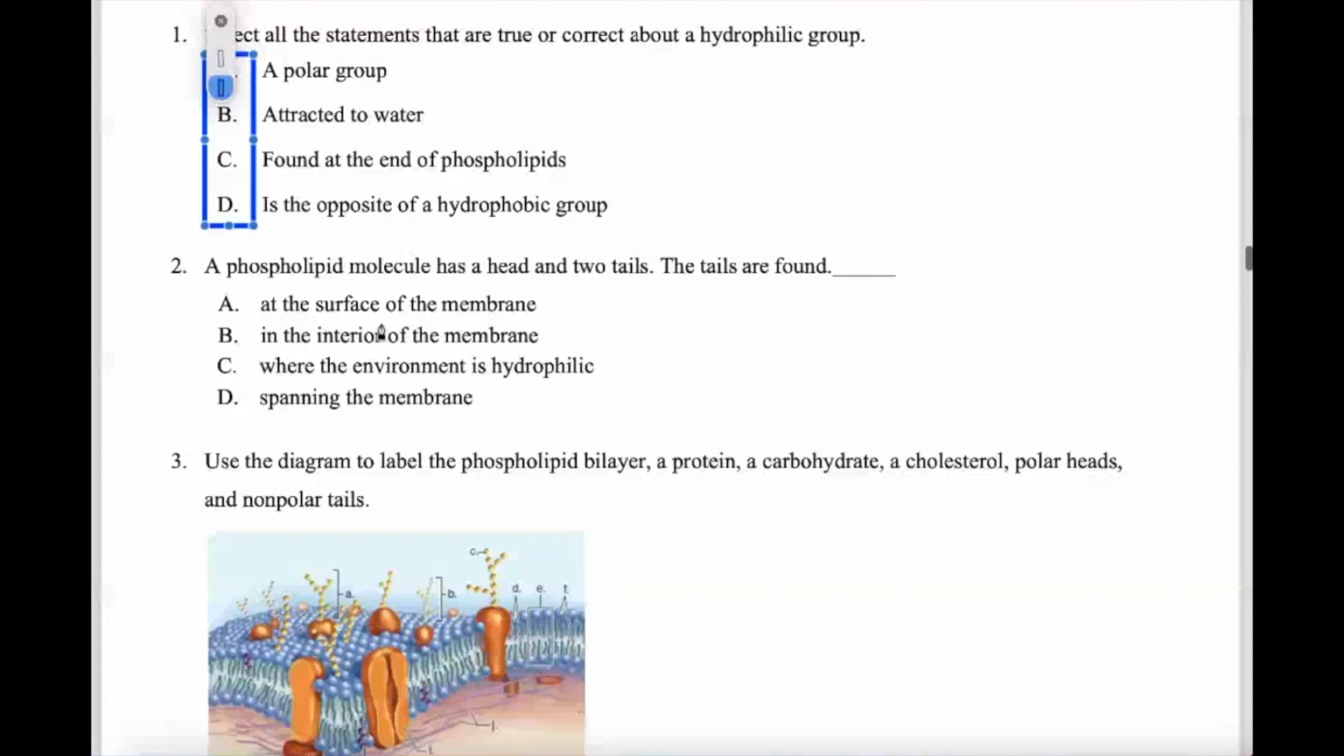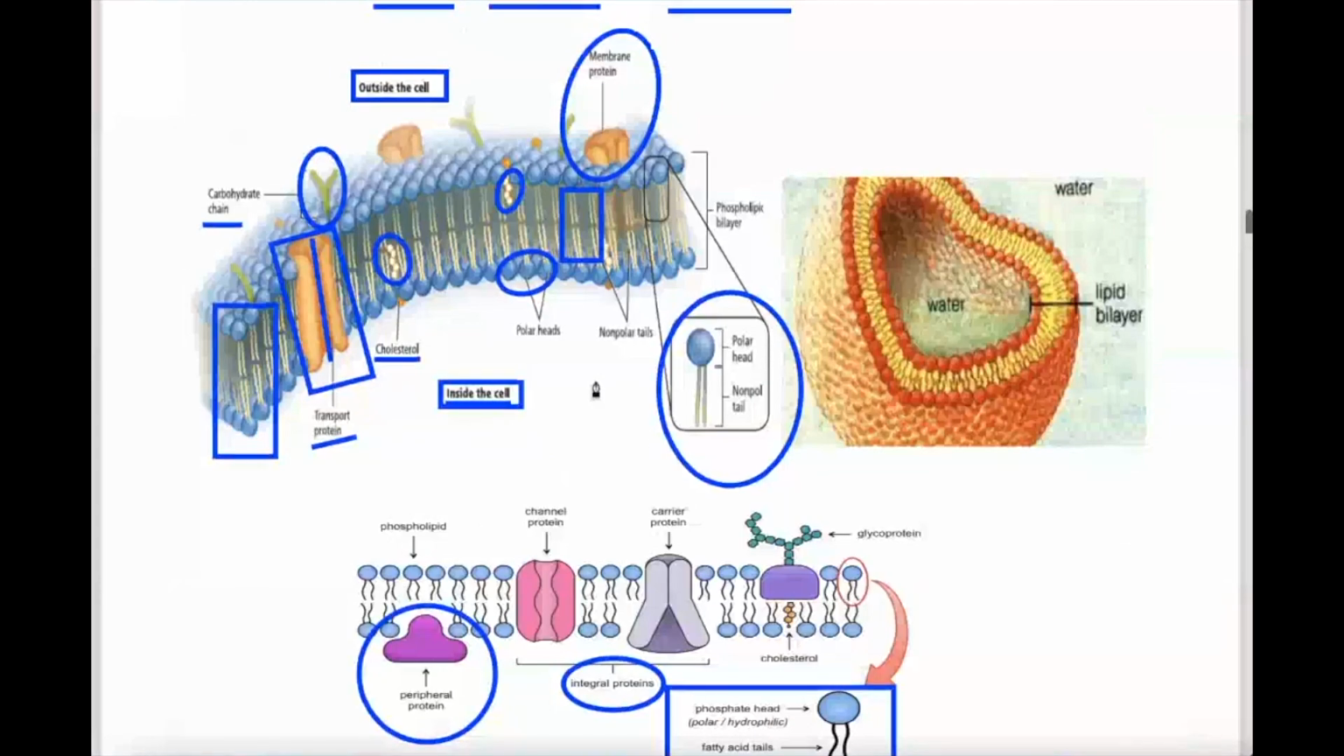Good. A phospholipid molecule has a head and two tails. The tails are found where? In the interior of the membrane. What is found at the surface of the membrane? The heads. Yes, the polar heads. Where is the hydrophilic environment, water loving, outside or inside? And water fearing? Water loving, outside. Water fearing, inside. Okay.